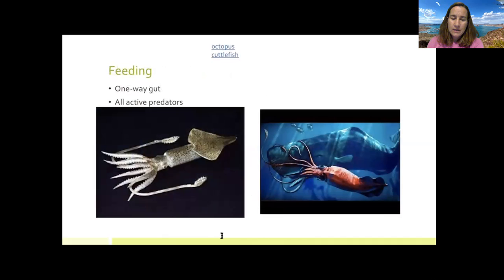How do they feed? These guys are smart. They are problem solvers. They are going to be active predators. They will camouflage themselves. They have a one-way gut like all the other mollusks that we've talked about.